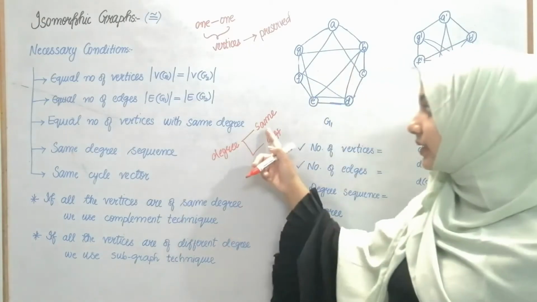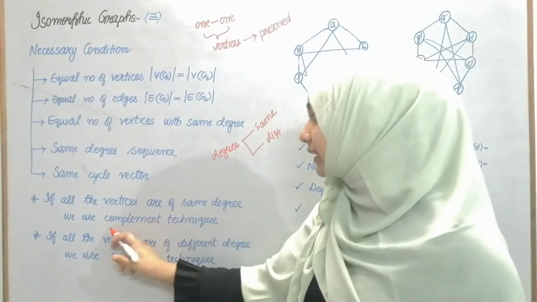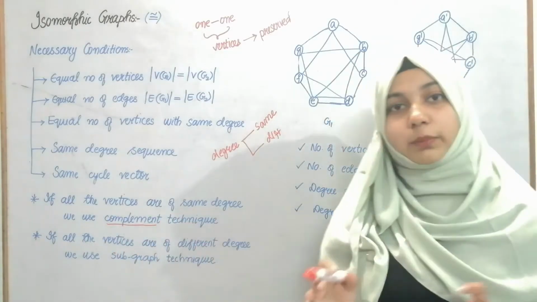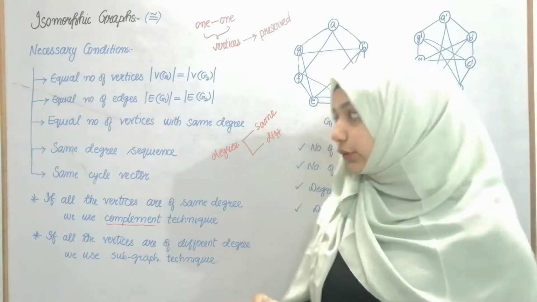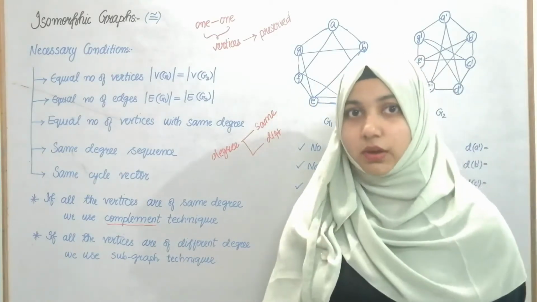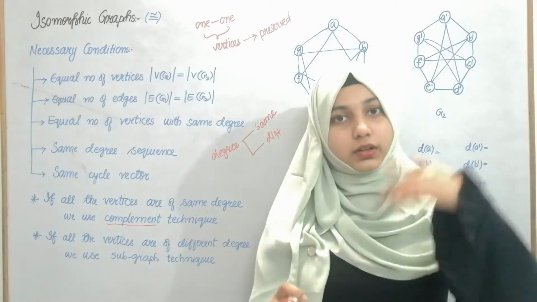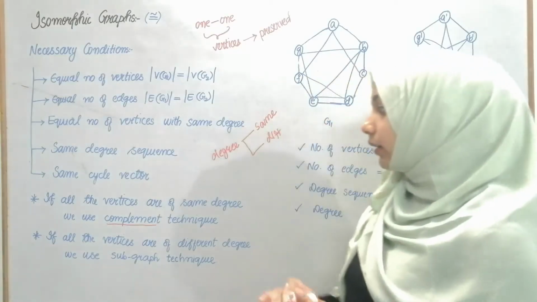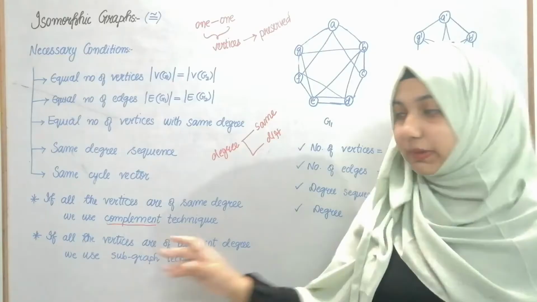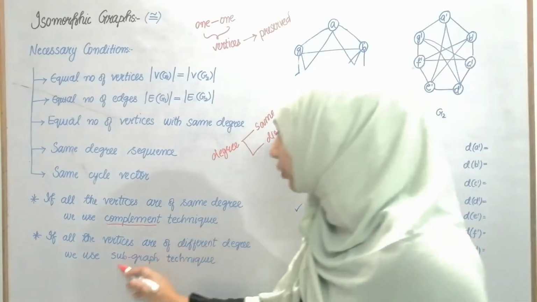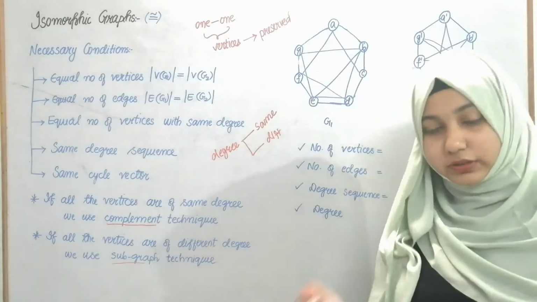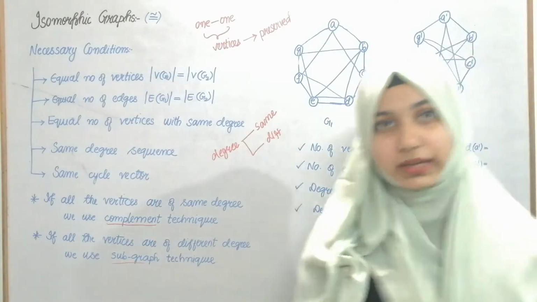So when they are the same, we are going to go for the complement technique. We are going to perform complements on the graph, if we have studied about complements already. If you don't know this, first see what is complement. Go through your books or see the previous video, previous concept. You will get to know what is complement. If the degree is different, then we are going to go with the subgraph techniques. We have also seen the subgraphs, how we are going to create subgraphs.